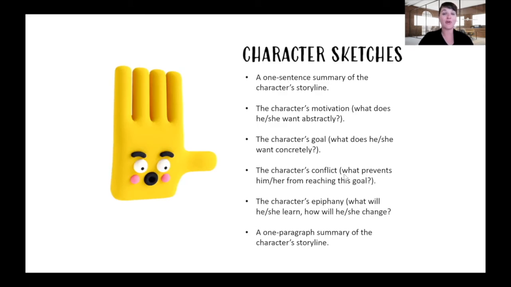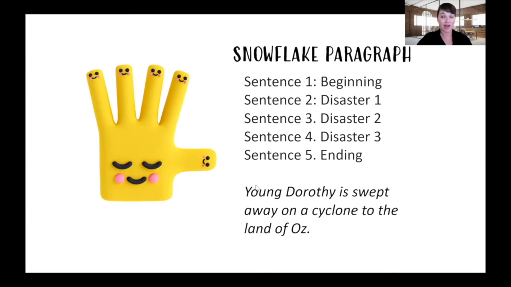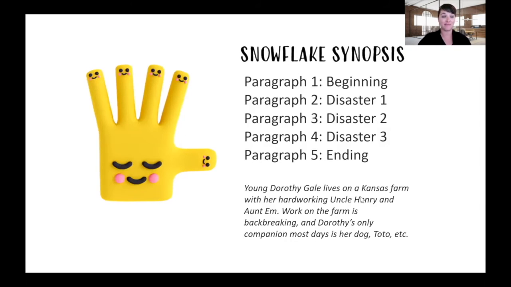To move further in your outlining process, you'll need to invest more in your characters. Now you'll write character sketches, asking yourself these questions. Now that you have deeper insight into your characters, you're going to expand the plot with your characters in mind. Take the 5-line paragraph you wrote and expand each sentence into its own paragraph. Line 1 of our paragraph about the Wizard of Oz looked like this. Young Dorothy is swept away on a cyclone to the land of Oz. Now we can expand it.